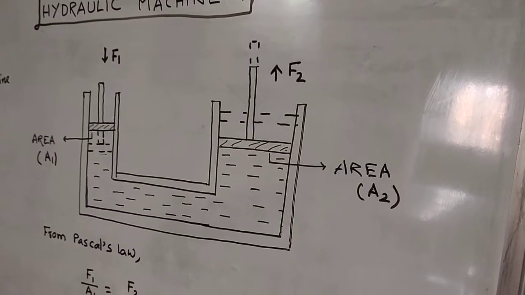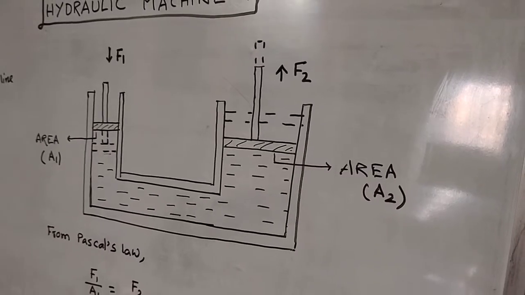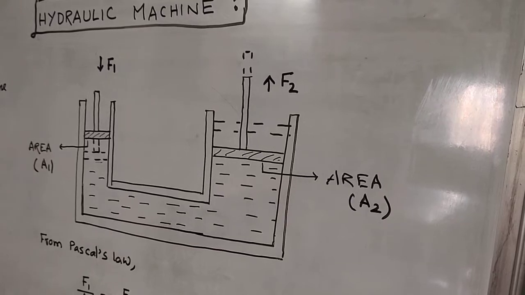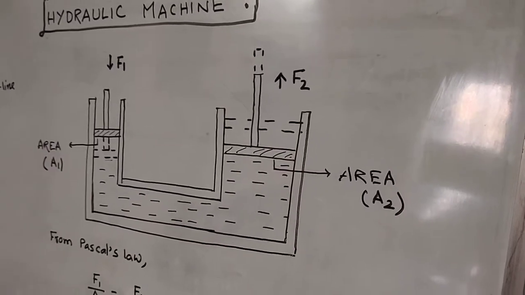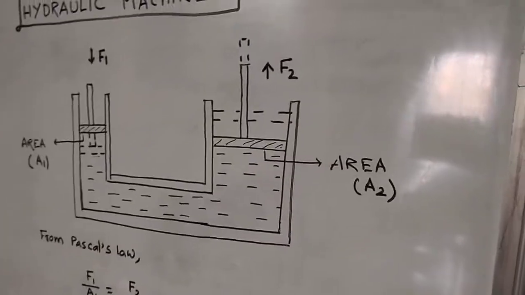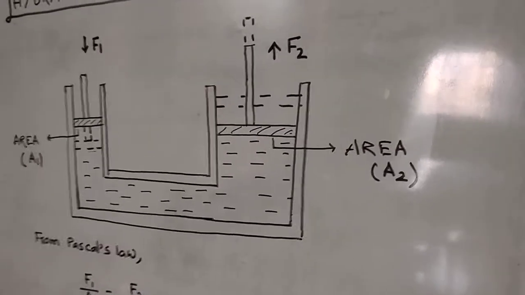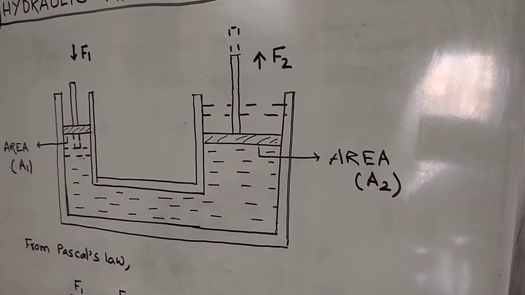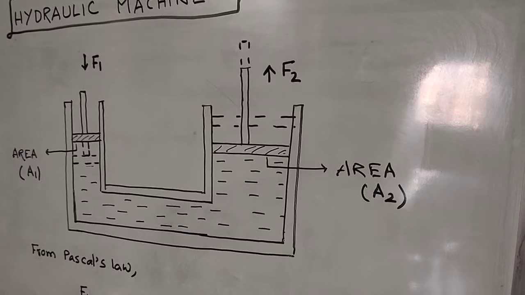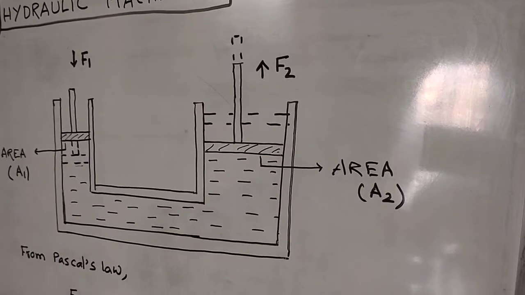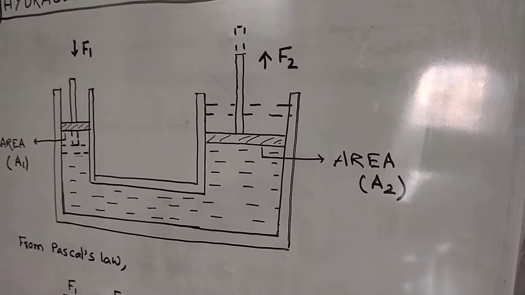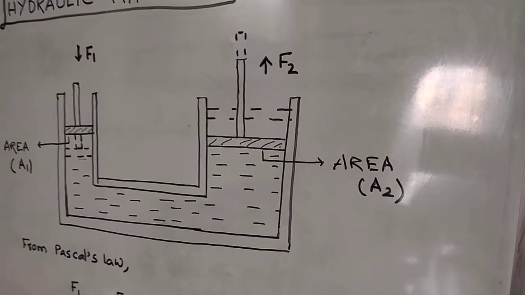So here the container is closed by two pistons with different areas of cross section, one with A1, another with A2. The liquid is there. Now as per Pascal's law, pressure transmits through the liquid with undiminished magnitude. So that principle we are going to use here. We will apply force on the piston whose area of cross section is less, that is A1.